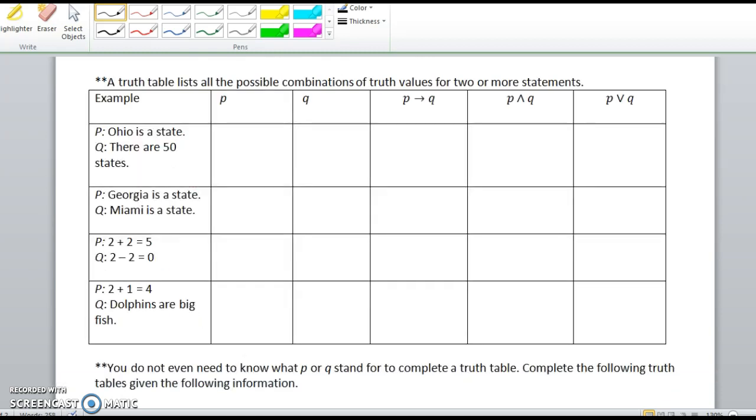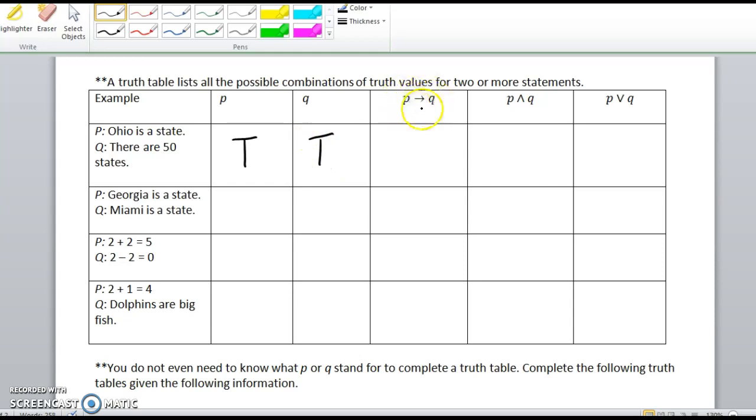Now our next example has a truth table, and I'm going to show you how we fill out a truth table. Each of these boxes is going to have a true or a false, or a T and an F, and we determine that based on what P and Q are given to us. Here I have all these examples to the left and these P's and Q's at the top. P says Ohio is a state. Well, I know that is true. Q says there are 50 states. Well, I know that's true.